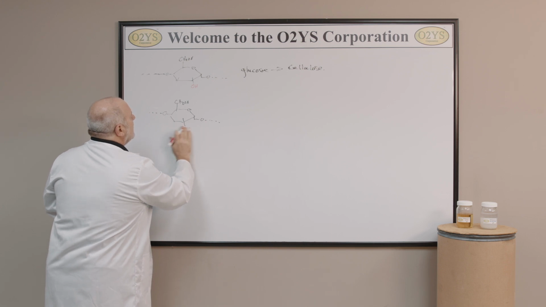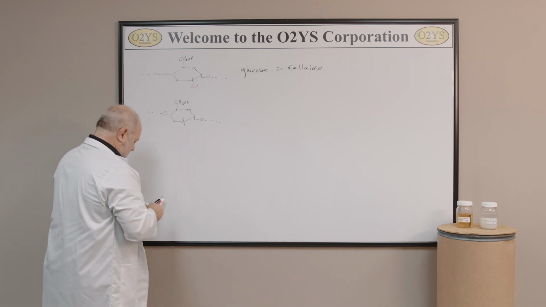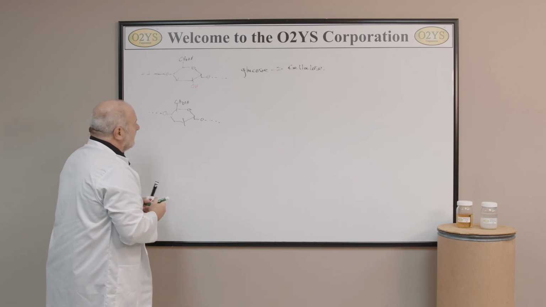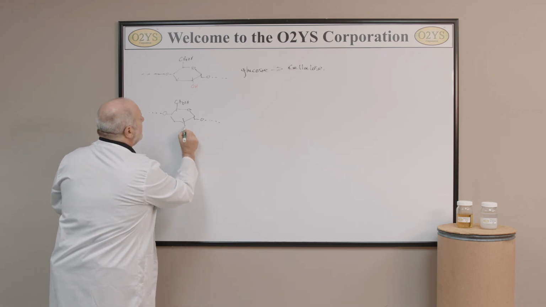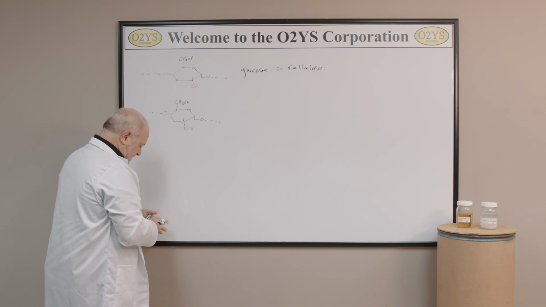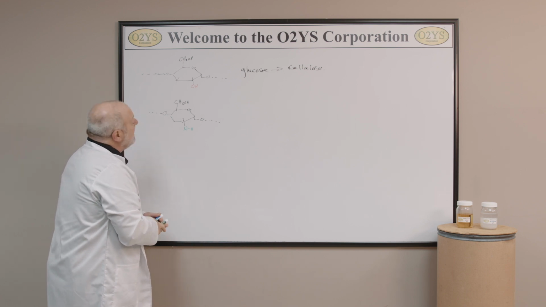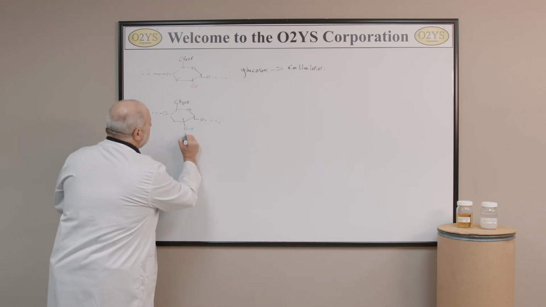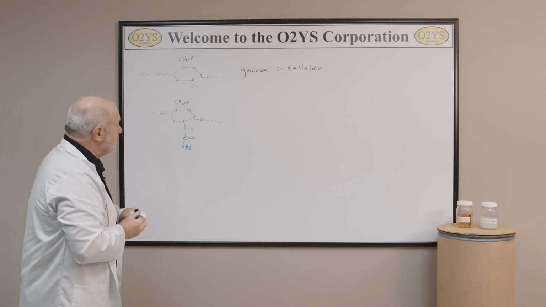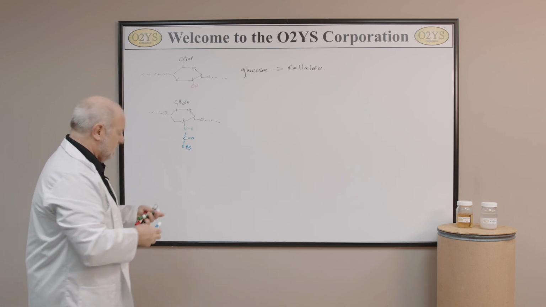Oops, I messed up already. Let me do something else here real quick. Do a different color. There's a nitrogen in there. And we have, let me go and use another color. All right, so that's the basic repeating unit in chitin.